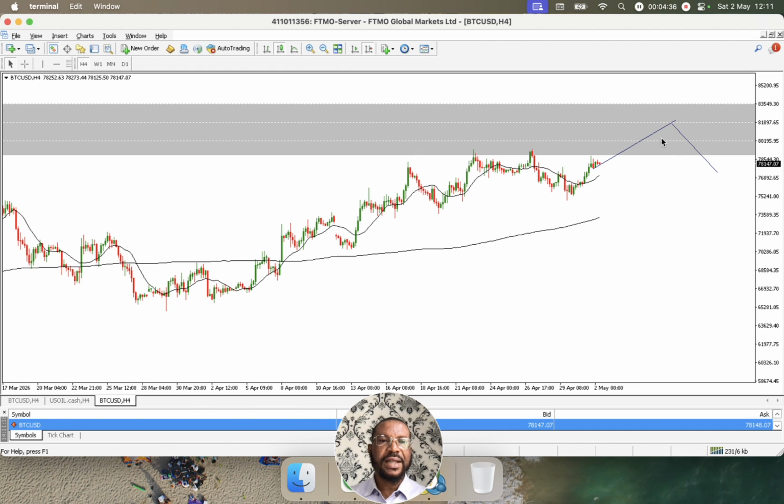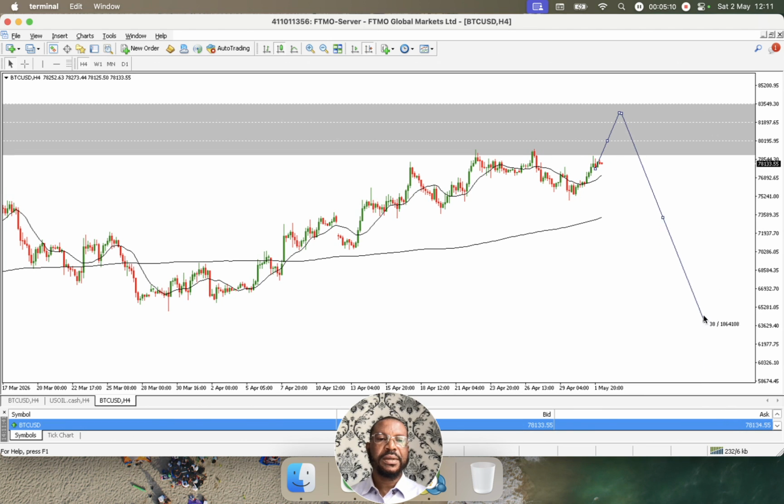After the market has taken them out, if I see a weakness from the buyers and the sellers come in, I will join the sellers to take this price down. So for the BTC USD, there are traders selling this market here. Some sold from here, some sold from here. I expect the market in the coming days to come in and take them out. When the market takes them out and the sellers come in, I will join the sellers to ride this price down.